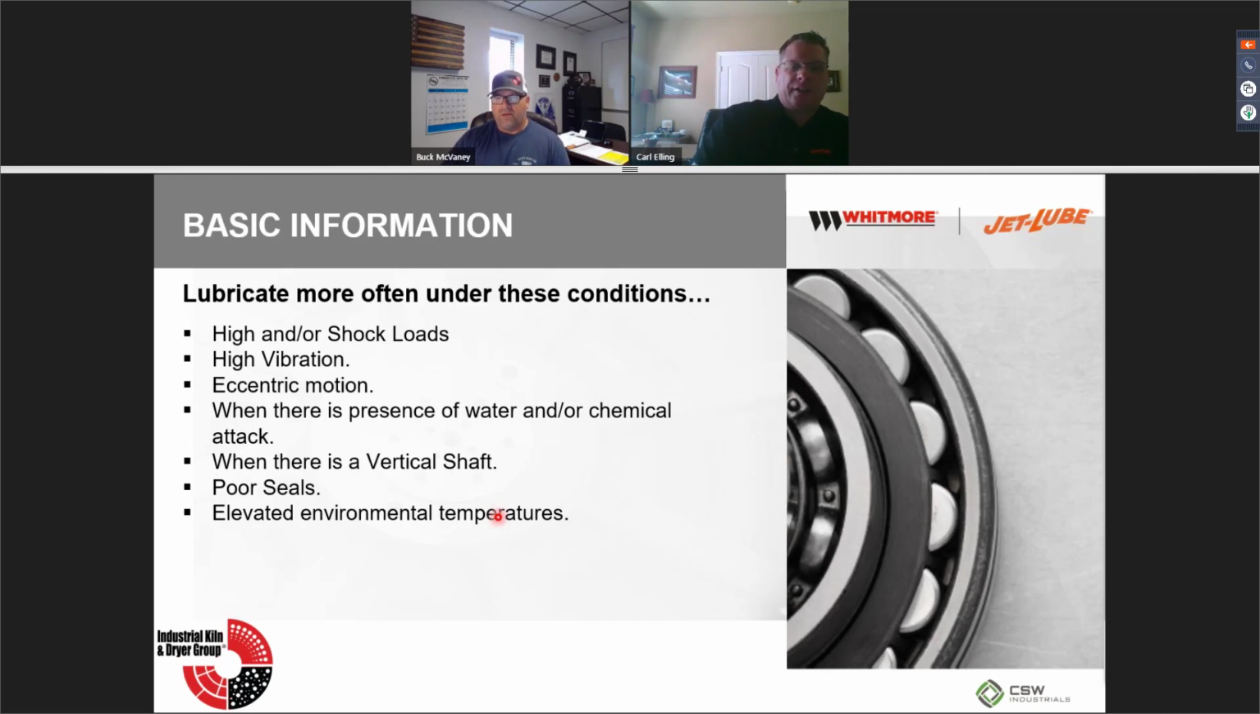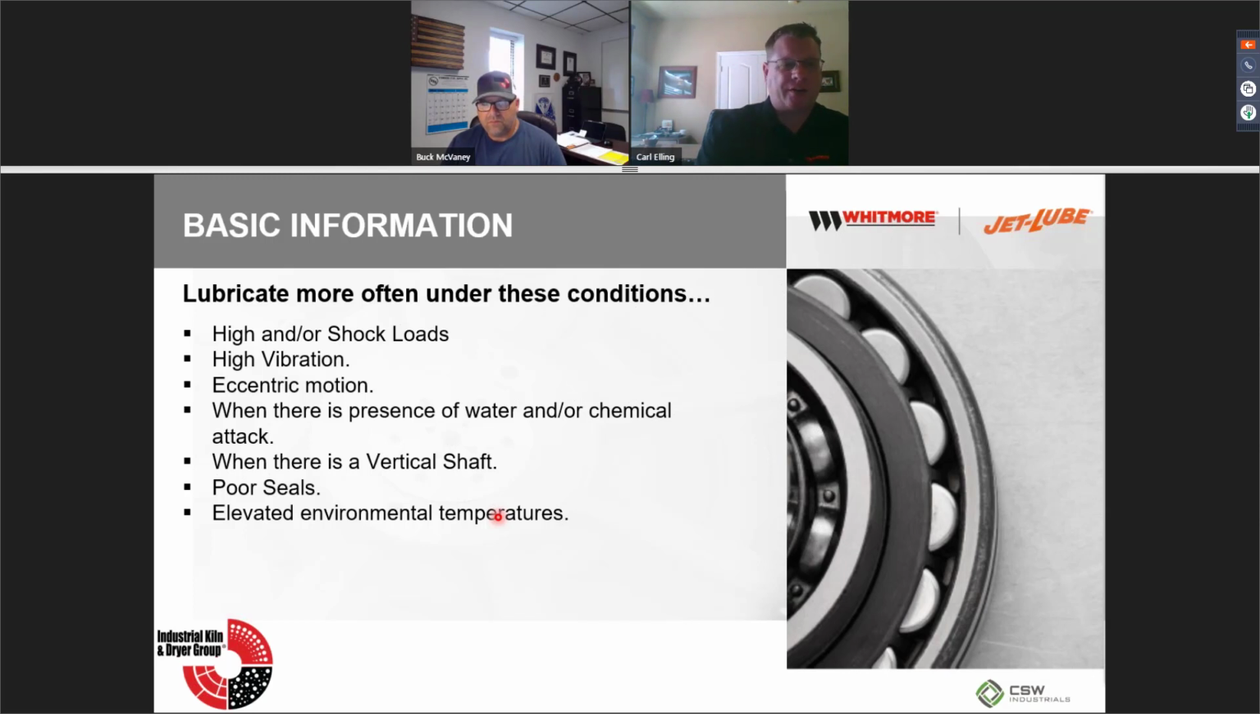So under these particular ones, you'll probably need to lubricate a little bit more often. So if you do have high and or shock loads in the application, you'll probably need to grease a little bit more often. High vibration, eccentric motion, when there's presence of water and chemical attack. So if your bearings are exposed to that type of thing, you might have to replenish it with grease a little bit more frequently, depending on how the grease is resistant to that particular application. Also, when there's a vertical shaft involved, you'll probably need to grease more frequently as well, just because of gravity.